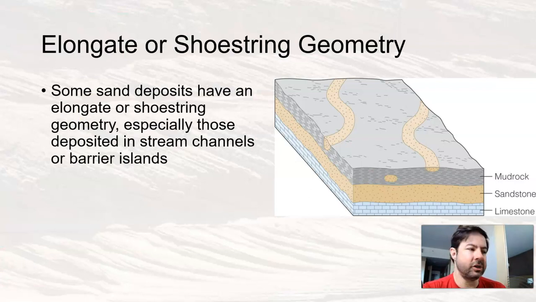Sometimes in that blanket or sheet geometry, we get additional structures which can further tell us information. So now we're looking at elongate or shoestring geometry. They kind of look like shoestrings. Some sand deposits have this shoestring geometry, typically sand or other bigger sized sediment that was deposited in stream channels. So you can almost imagine that this was a stream.